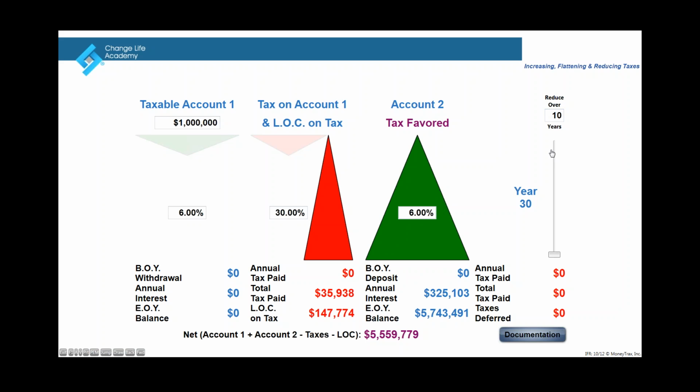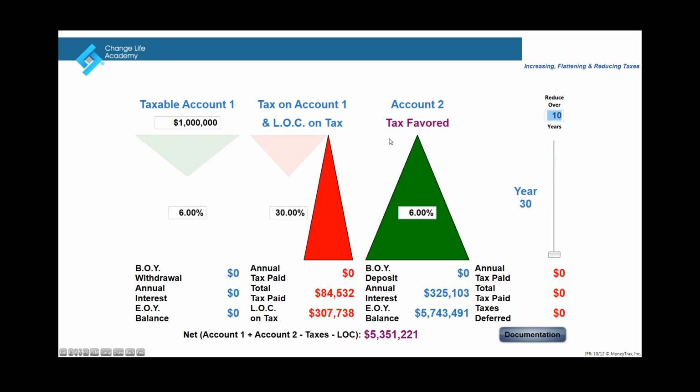So instead of 5.5, if we took 10 years to pay that down, we're at a 5.3. So the lesson learned here is the faster we can move that money, the better. Our goal is to move that money over as quick as possible.